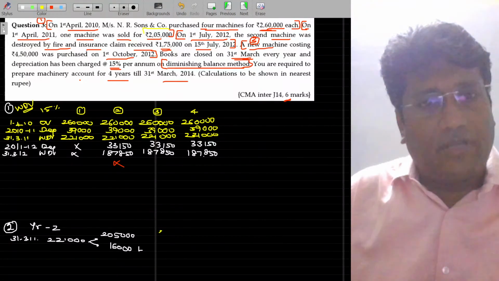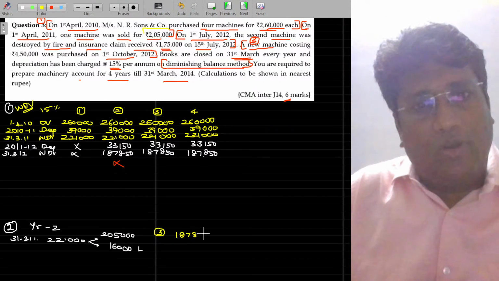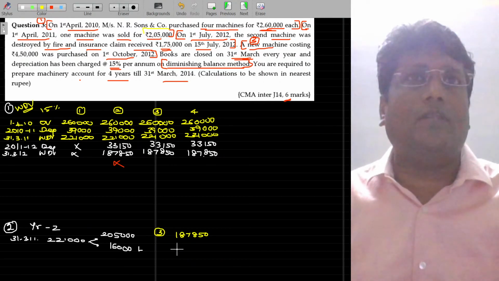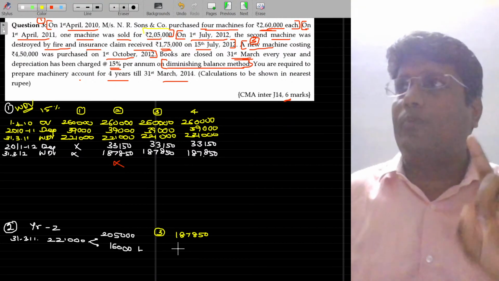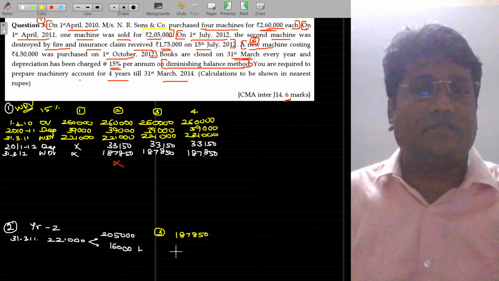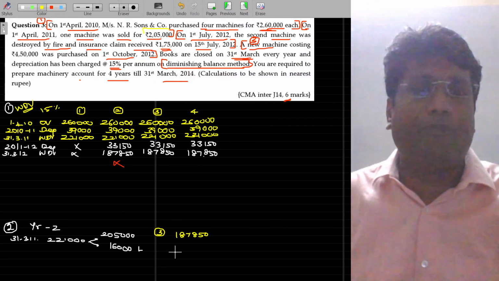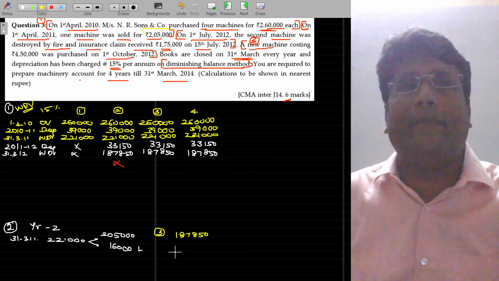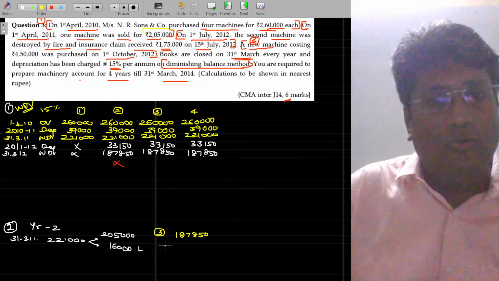Number 2, number 3. The value being 1,87,850. What is this? This is the WDV as on 31/3/2012. Whenever we sell any of the assets, up to the date of sale you have to provide the depreciation. For this asset, the depreciation is provided as on 31st March only. The fire accident happened on 1st July, so this particular asset is eligible for 3 months depreciation: April, May, June. So 3 months depreciation will be provided.